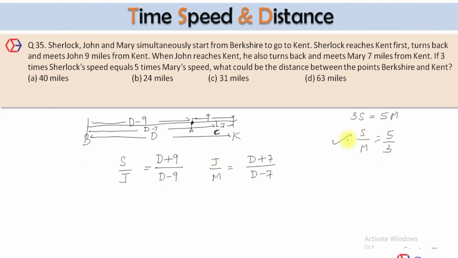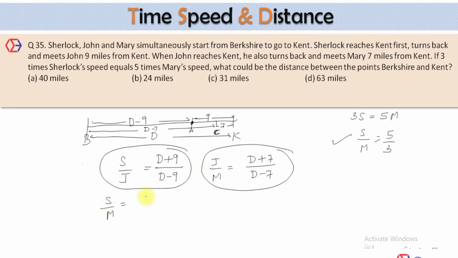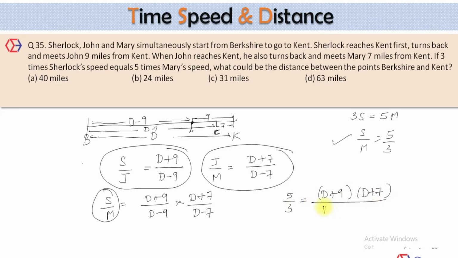And what is known to me? The ratio of the speed of Sherlock and Mary. So let's multiply these two equations. When you multiply these two equations, the J will be cancelled out and you will get what? S by M. And how do we write it? (d plus 9) by (d minus 9) into (d plus 7) by (d minus 7). This can be replaced by what? 5 by 3. So it becomes 5 by 3 is equal to (d plus 9) into (d plus 7) divided by (d minus 9) into (d minus 7).